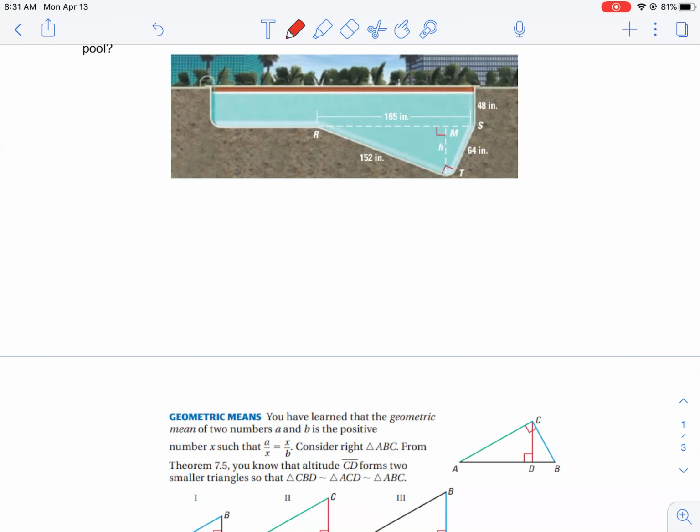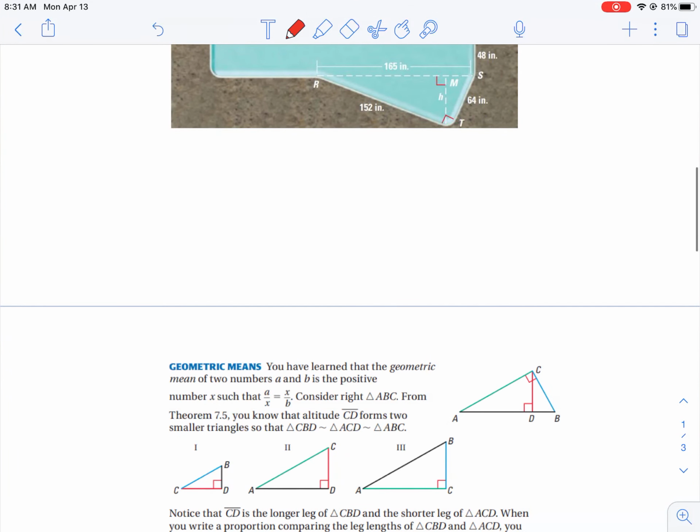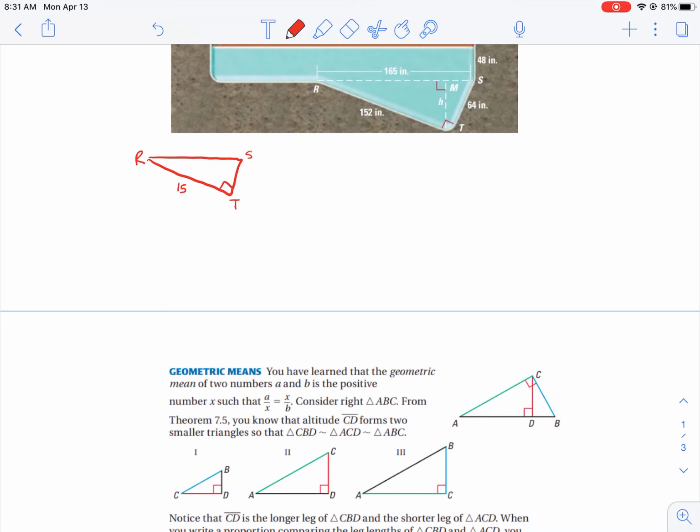So we have triangle RST. This is our 90-degree angle. This is 152 inches. This is 64 inches, and this is 165 inches. Okay, so that's our original big triangle.